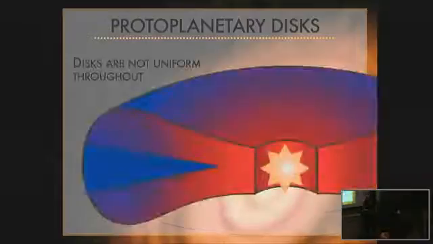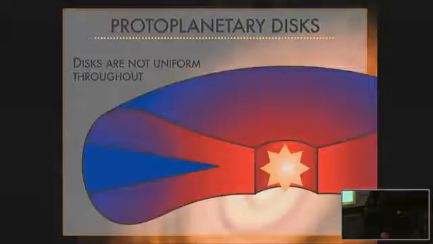And that comes from the fact that the disks themselves are not actually uniform throughout. As you can imagine, the gas and dust will be most dense towards the center of the disk, close to the star where gravity is strongest. In addition, the temperature will vary with respect to the amount of radiation the disk receives.